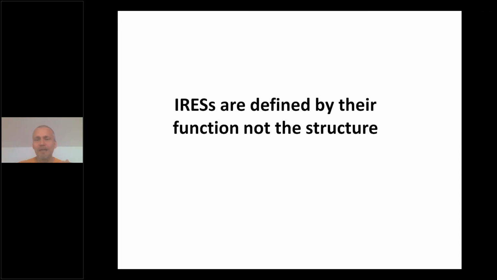So basically, any sequence or structure on an mRNA which can function as something to bind the ribosome and to allow the ribosome to start translation, omitting the cap, can be defined as an IRES. And there was a boom of many IRESs found in the literature.